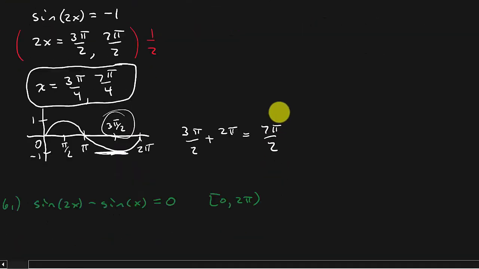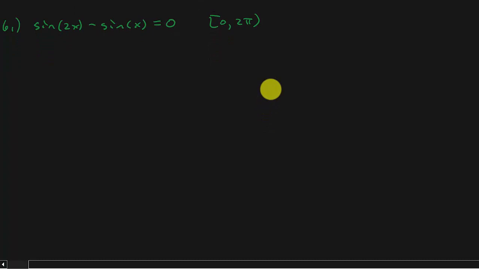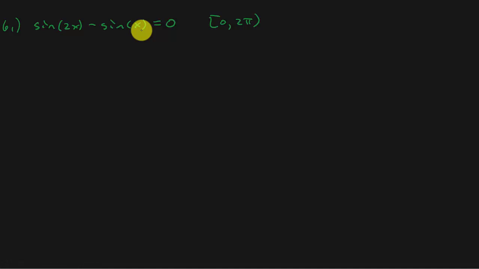All right, so let's take a look at another one. Okay, so how about this one? Well, it's kind of like the first one, but a little bit different, right? I've got sine 2x minus sine x equals 0. Well, the problem I have here is the angles are different. One's 2x and one's x. So I need to see if I can get them all the same angle.